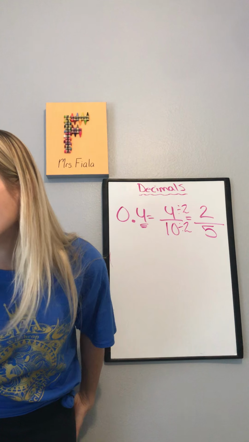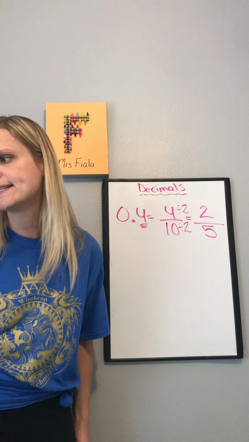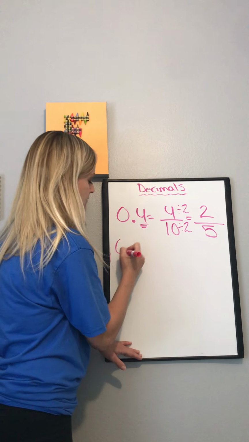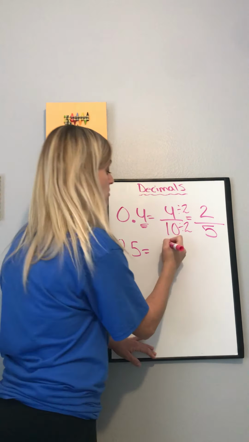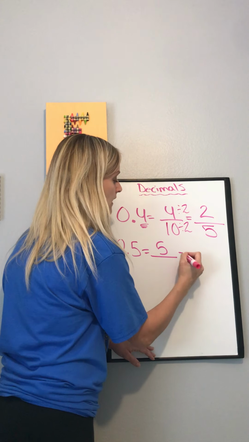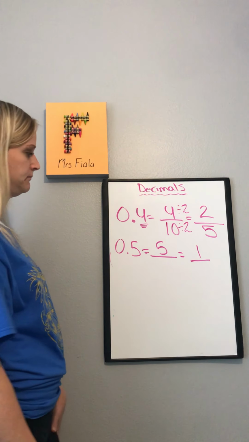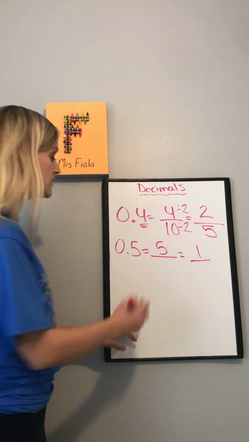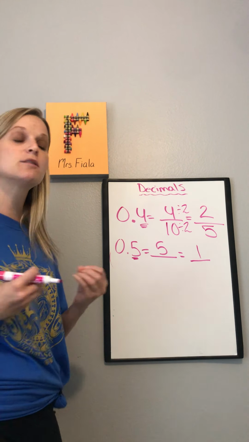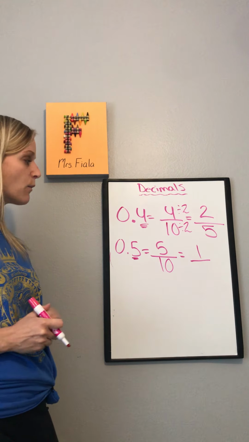I'm going to do another one from there. What if it says 0.5? And this says equals, this is what it's giving you, 5 over blank equals 1 over blank. How do I write 0.5 as a fraction? This is a 5 in the tenths place. So that 10 is your denominator. It's 5 tenths. Now we're going to simplify.